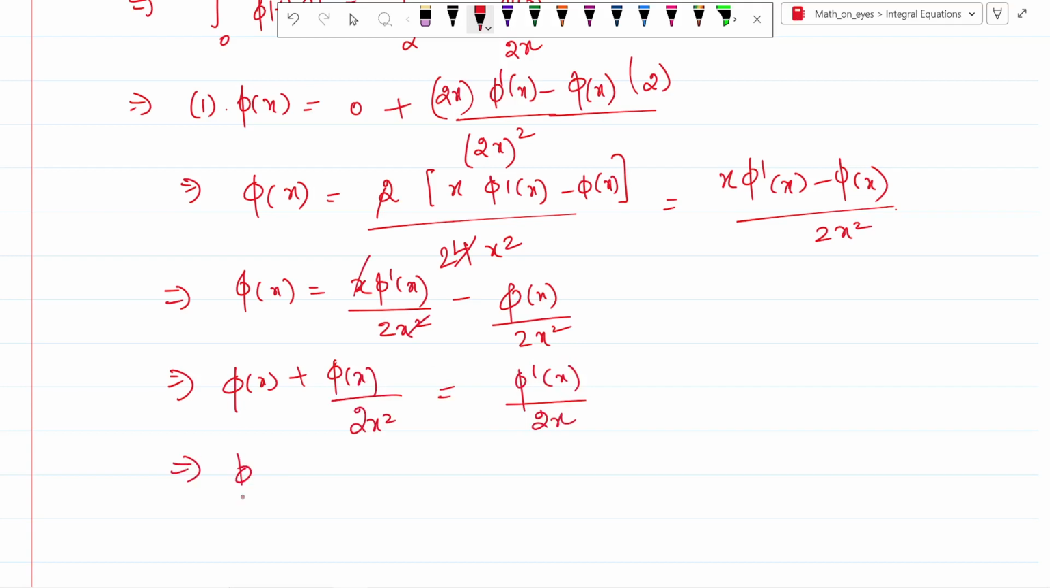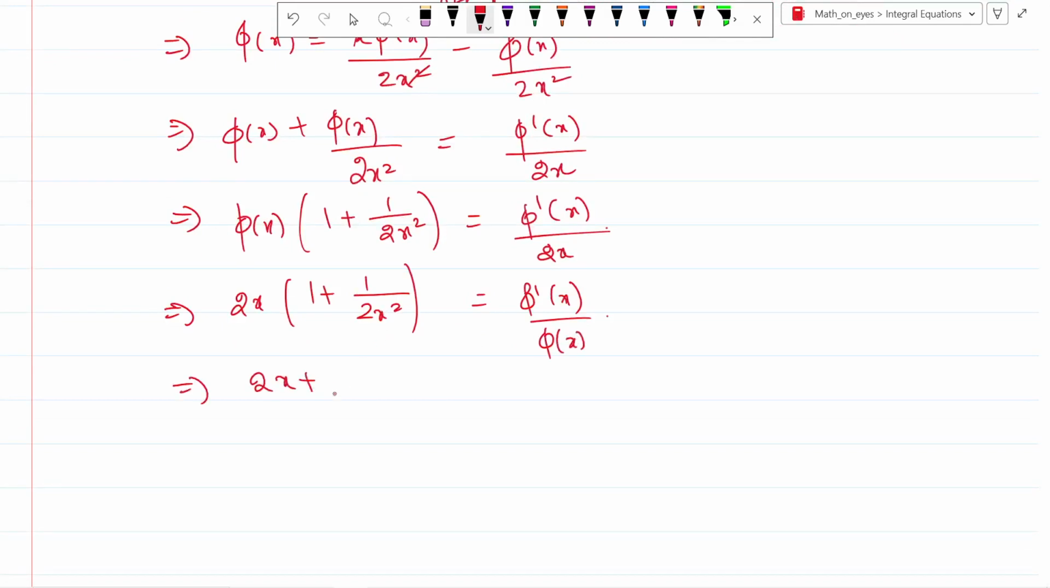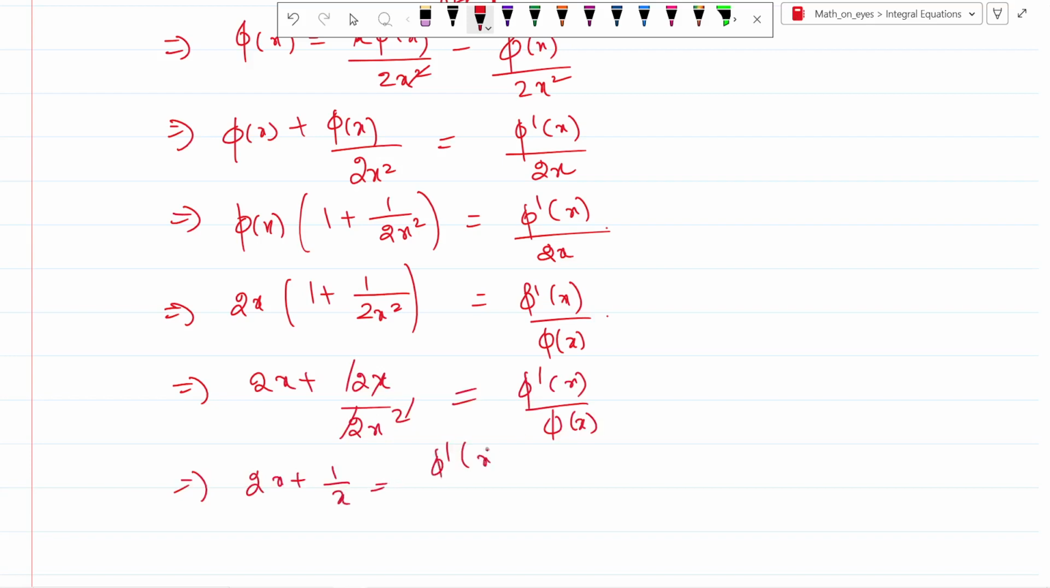That implies I can take phi of x outside, 1 plus 1 divided by 2x squared, which is equal to phi dash of x divided by 2x. Now bring this phi of x to the right hand side denominator and 2x to the left hand side numerator. So this implies 2x into 1 plus 1 divided by 2x squared, which is equal to phi dash of x divided by phi of x. Now this is equal to 2x plus, when you just divide by 2x squared, 2 cancels, 1 x and another x cancels, that is equal to phi dash of x divided by phi of x. So this implies 2x plus 1 by x is equal to phi dash of x divided by phi of x.